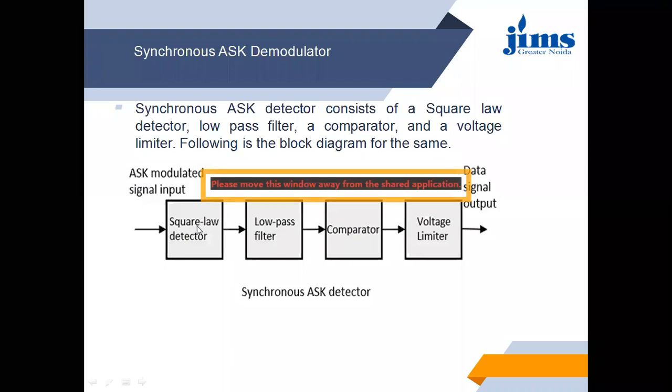This is the block diagram of the synchronous ASK detector. In the synchronous ASK detector, it consists of a square law detector. You have not studied this, since you are studying directly digital communication. A square law detector is a device which is used to convert the amplitude modulated signal by simply using a diode and a capacitor. Here we get the low frequency out of the received high frequency signal.